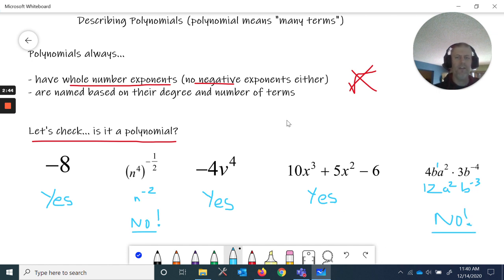Okay? So that's the long and short of it. Polynomials, you're looking for no fractions, no square roots, no negatives after we simplify. And that should help you determine if something is a polynomial or not.